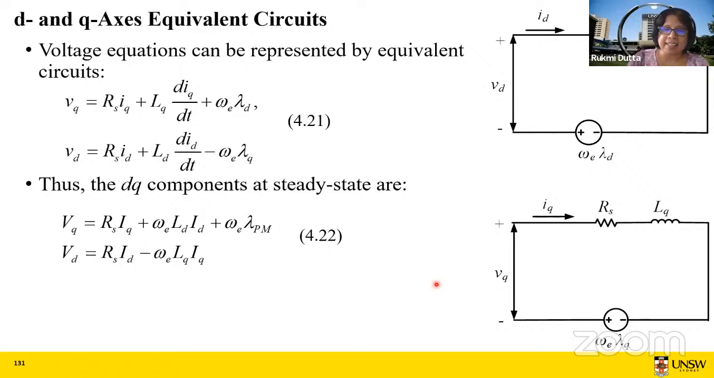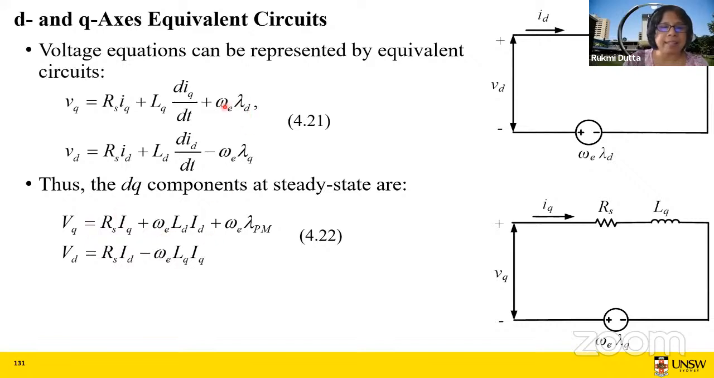So in steady state, there will be no change in your current, right? So in a steady state DC circuit, the inductance drop will become 0. In steady state, this one becomes 0. The L dI/dt term becomes 0. So we'll have a resistive drop.